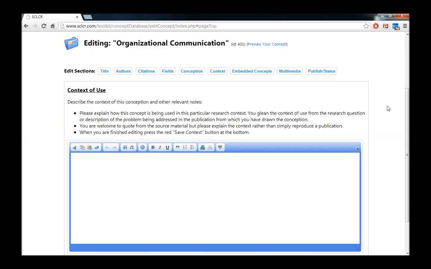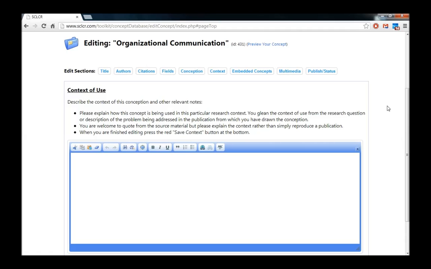So the context system works almost the same as the conception. It's still a text box where you can enter in information. The reason that we provide context is because one author might conceptualize organizational communication one way, and then at another time, another author might conceptualize organizational communication in a different way. The context of those conceptions is very important. So what we allow for you to do here is to explain the context of your given conception.